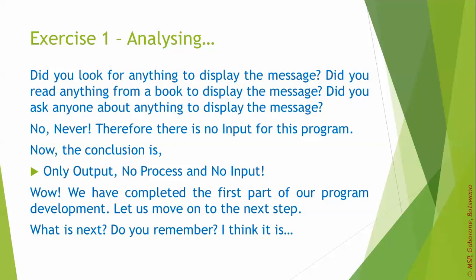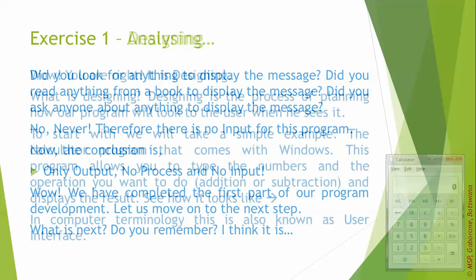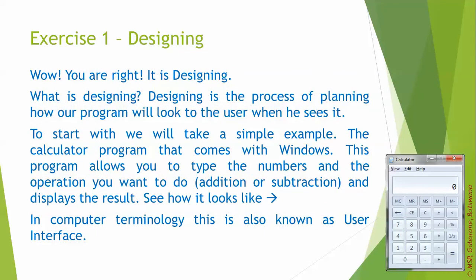What is next? Do you remember? I think it is... Oh, you are right. It is designing. What is designing? Designing is the process of planning how our program will look to the user when he sees it. To start with, we will take a simple example. The calculator program that comes with Windows. This program allows you to type the numbers and the operation you want to do, addition or subtraction, and displays the result. See how the program looks like. In computer terminology, this is also known as user interface, UI.